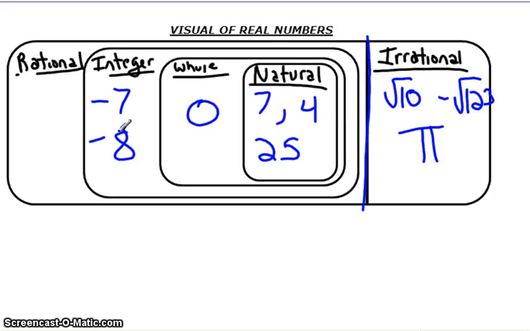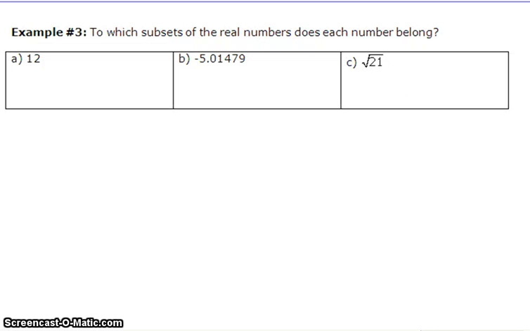Now, rational numbers, we start including fractions. Okay? Decimals are also, they can be written as fractions, so they're also rational numbers, right? But if you have a natural number like 25, it is also a whole number because 25 is in that set. It is also an integer, and it is also a rational number because 25 can be written as a fraction. So let's try an example.